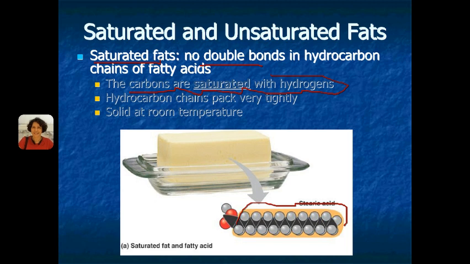So hydrocarbon chains tend to be straight in their shape, and therefore they're able to pack very tightly together and very compactly, and on a macromolecular scale that is going to make them solid at room temperature, like this butter that we see over here.